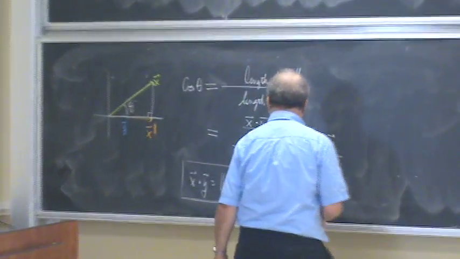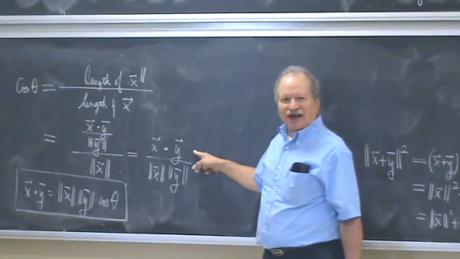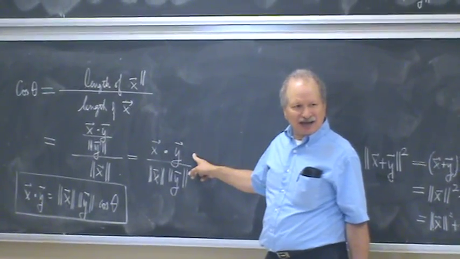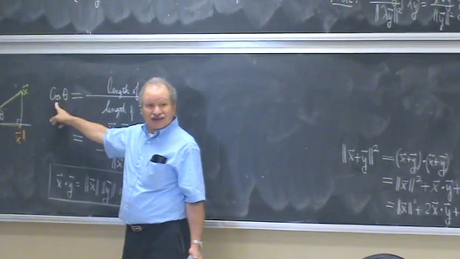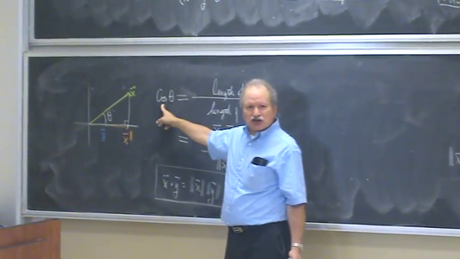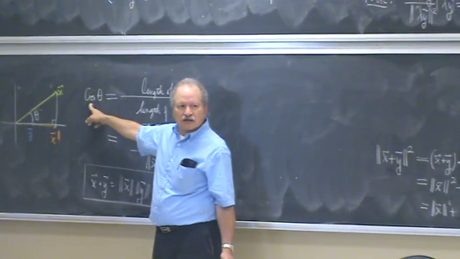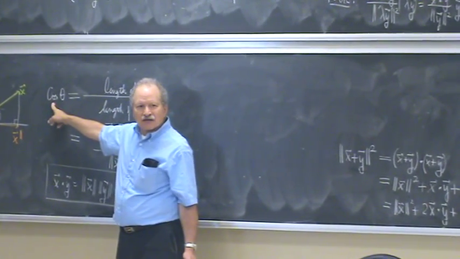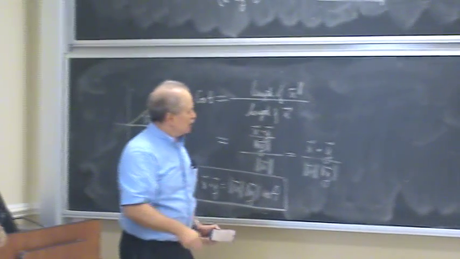You have to make sure it's the signed length. This number could be negative. I didn't do an example yet where it's negative, but it certainly could be negative. Cosine theta could be negative. What's the picture that you have when cosine theta is negative? Goes down. Not fourth. Second and third.